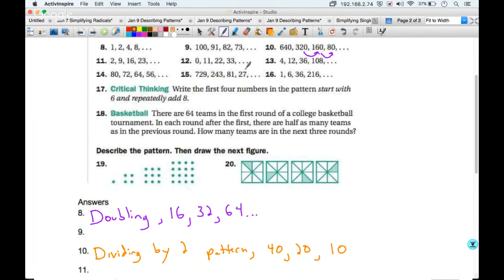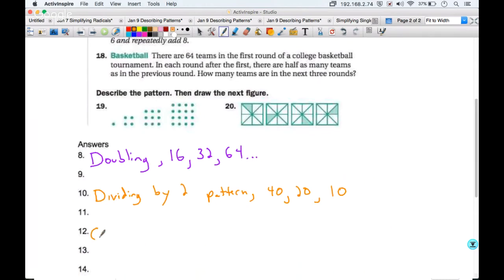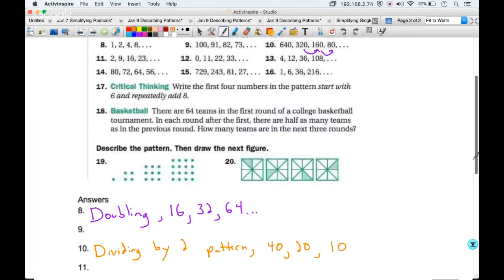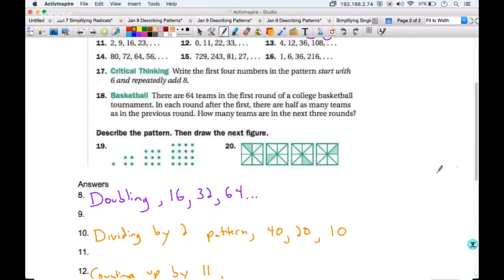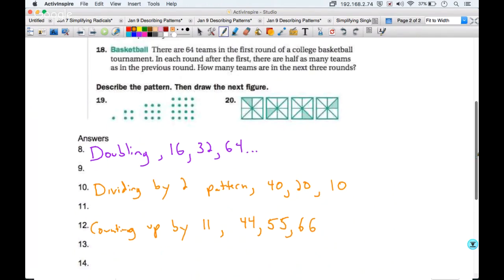Let's do 12 real quick. 12 goes 0, 11, 22, 33. What are we doing in 12? We're counting up by 11s. The next 3 terms in that pattern, let's see, we were up to 33, so it would go 44. Add 11, we'd get 55. Add another 11, we get 66.